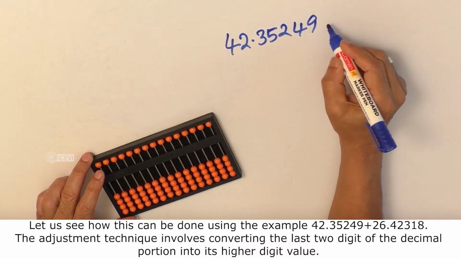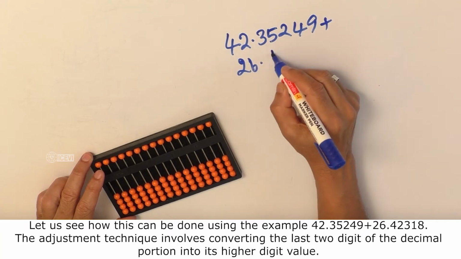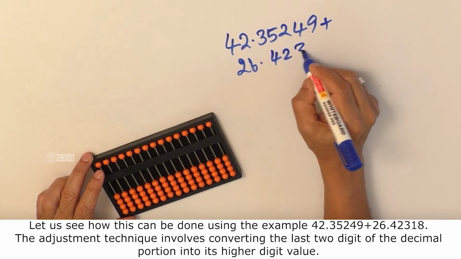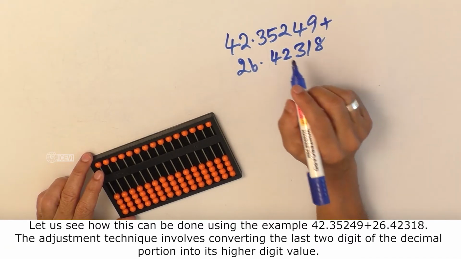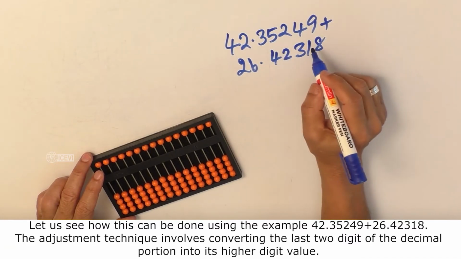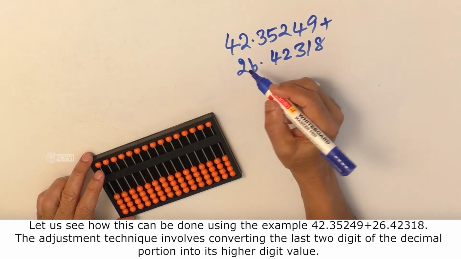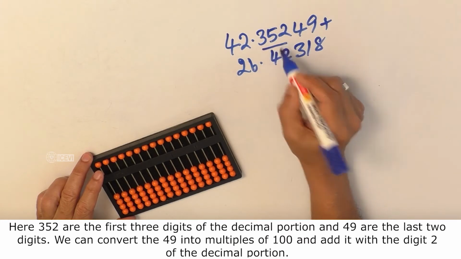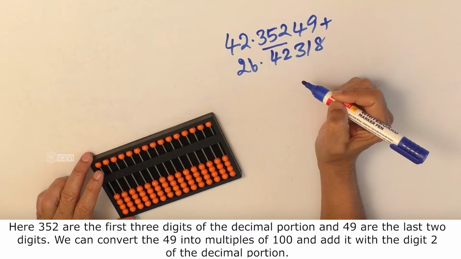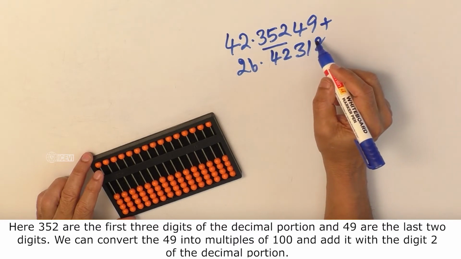42.35249 plus 26.4218. The adjustment technique involves converting the last two digits of the decimal portion into its higher digit value. Here, 352 are the first three digits of the decimal portion and 49 are the last two digits.